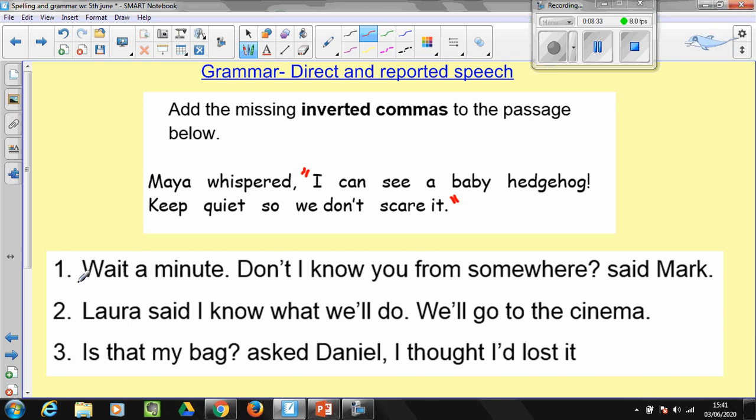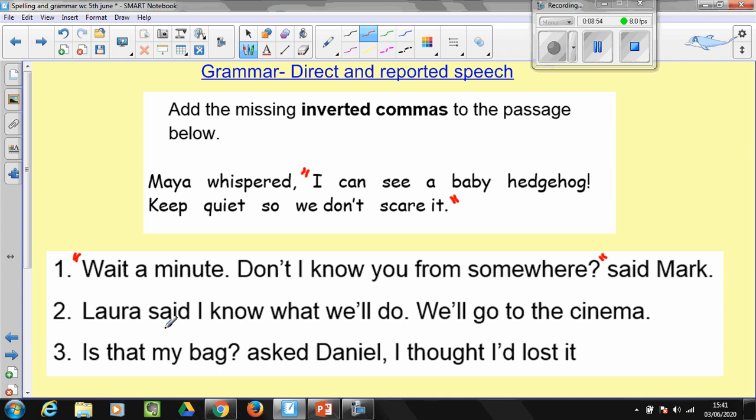Let's have a look at this one. Wait a minute. Don't I know you from somewhere? Said Mark. So he's saying the whole thing. I know a common mistake is some people put one set of speech marks here and another one here. You don't need those speech marks in the middle because he's still speaking. And the punctuation goes inside the closing speech marks.